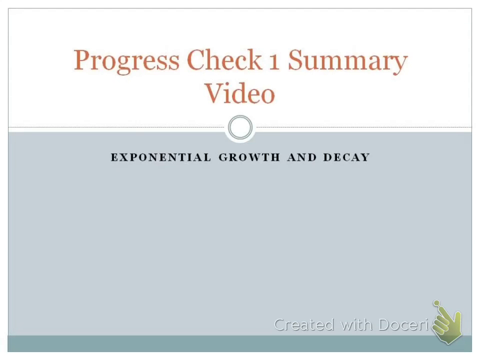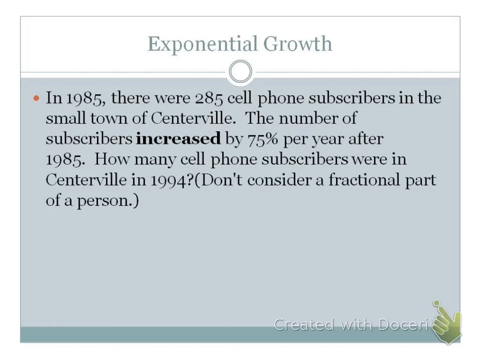This is the Progress Check 1 summary video for exponential growth and decay. So we're going to start with growth. In this scenario, in 1985, there were 285 cell phone subscribers in Centerville. The number of subscribers increased by 75% per year after 1985. And it's asking us how many cell phone subscribers were in Centerville in 1994.